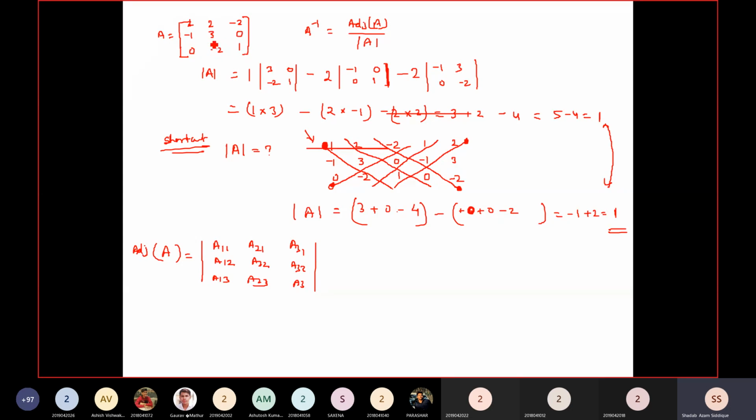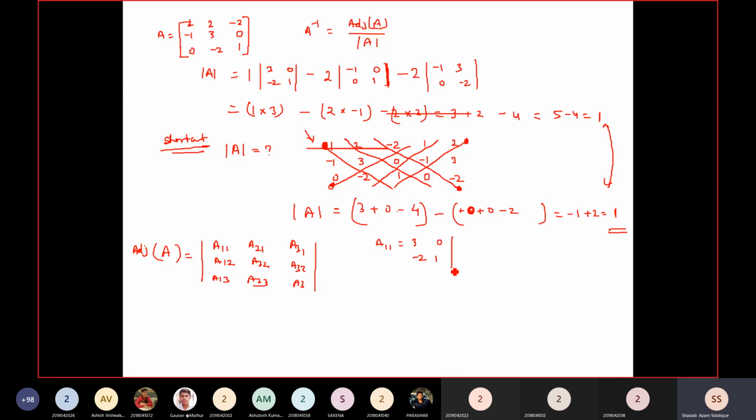A11 is this one, and the determinant of this will be A11. So what is the determinant? This is 3 into 1. So which is called, I'll write here A11, which is called 3 0 minus 2 1, okay.